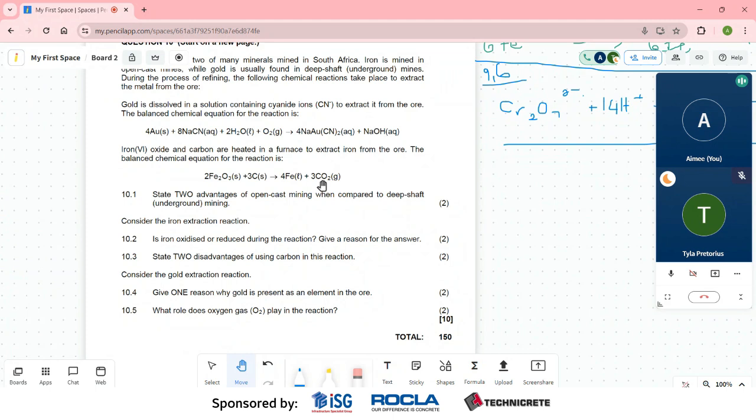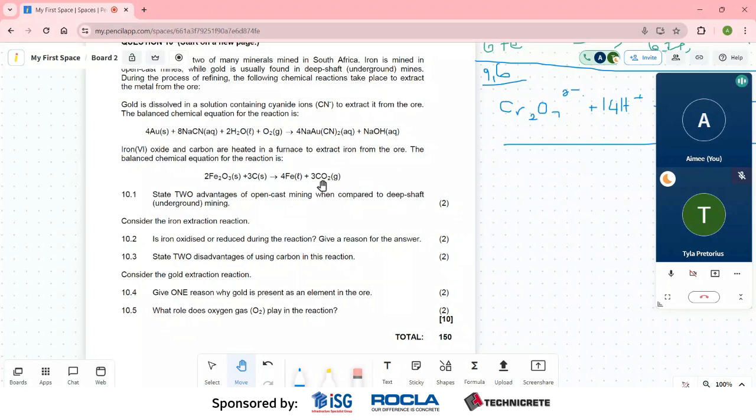But the answer for 10.1, state 2 advantages of open cast mining when compared to deep shaft or underground mining. Miners do not have to risk their lives going deep or being trapped underground, and there is no risk of sinkholes. So advantage number 1 is that miners do not have to risk their lives by going deep underground or getting trapped underground. And advantage number 2 is that open cast mining does not risk the formation of sinkholes.